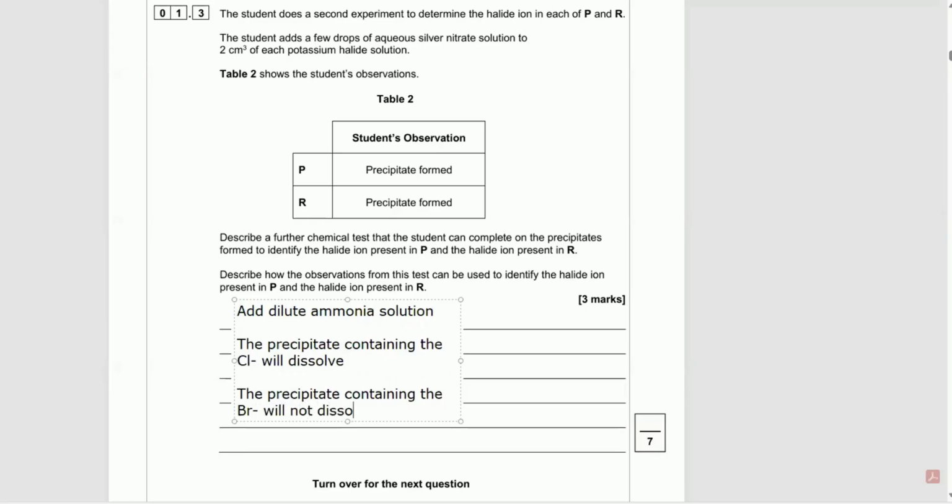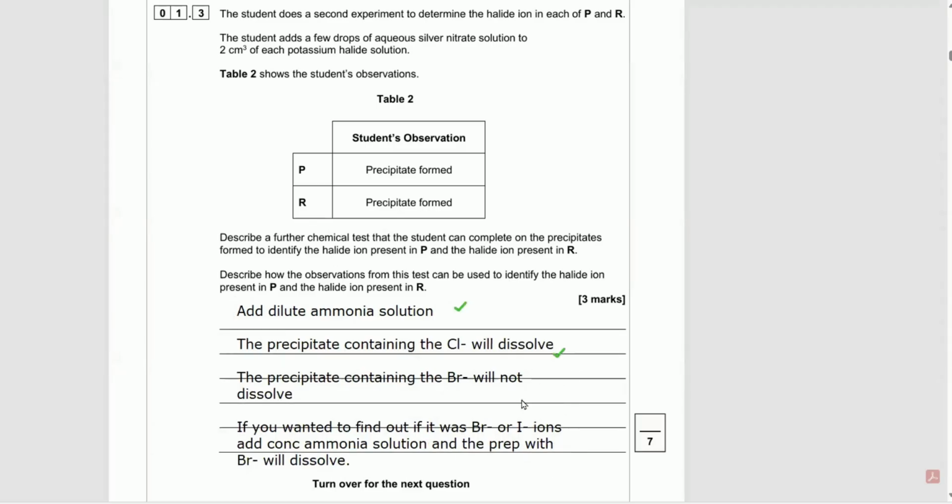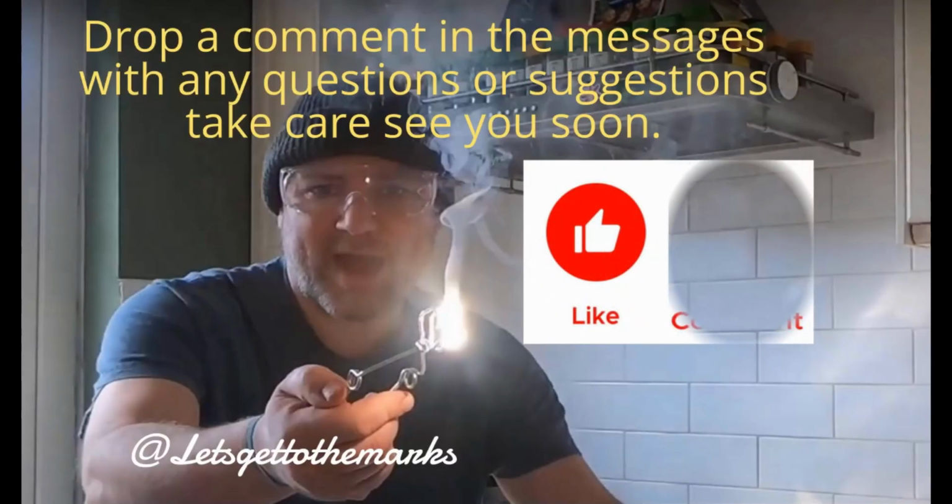However, if you were in a situation where you wanted to work out is it bromide or iodide, well, the bromide precipitate will dissolve in concentrated ammonia solution, whereas the iodide precipitate, which is normally yellow, so you can normally tell the difference visually, will not dissolve in concentrated ammonia. So that's the way you can tell the difference between bromide and iodide. But here we're just interested in how you can tell the difference between chloride and bromide. So we're using dilute ammonia. And that's the end of the question.